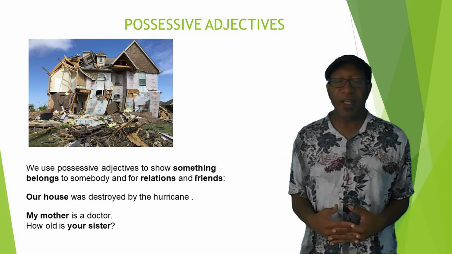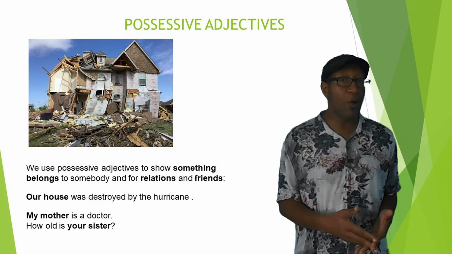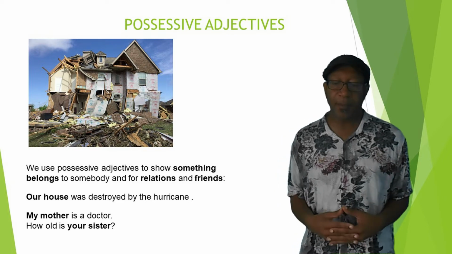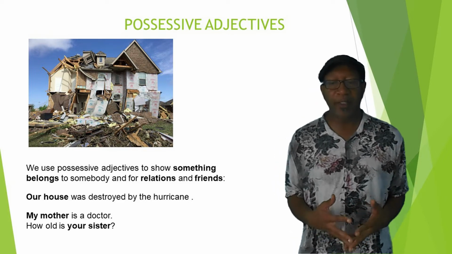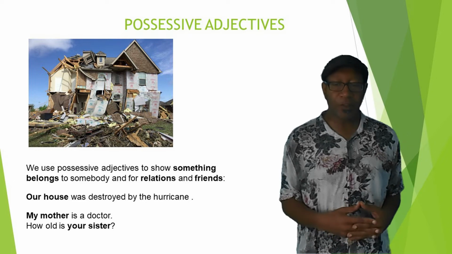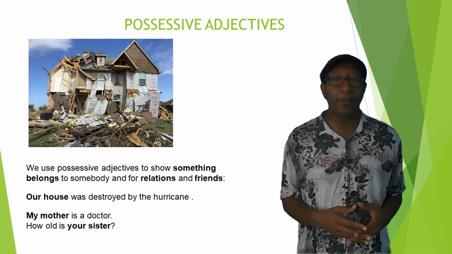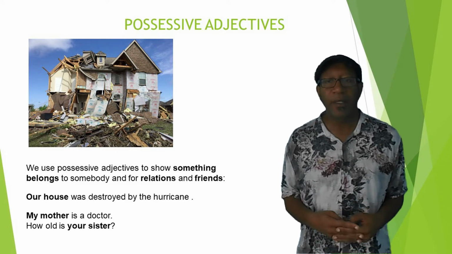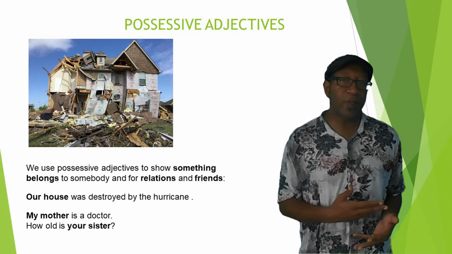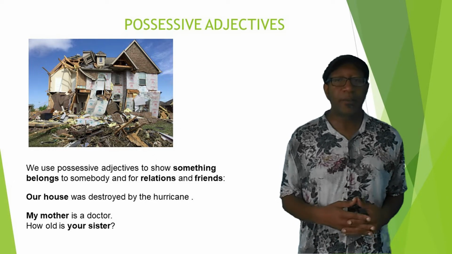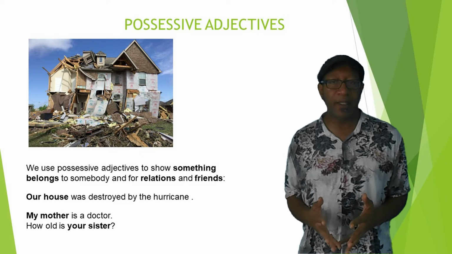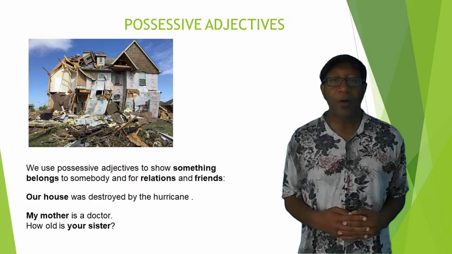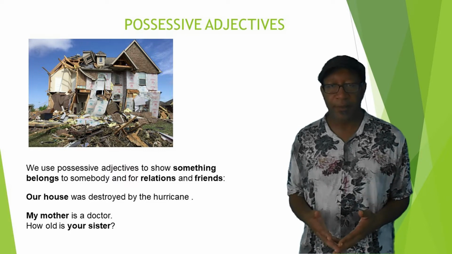We use possessive adjectives to show that something belongs to somebody, and for relations and friends. Here we have some examples. Our house was destroyed by the hurricane. My mother is a doctor. How old is your sister? In the image you have a house that was destroyed by a hurricane in the United States. As you can see in the examples, the possessive adjective relates to something that belongs to somebody, or to relations and friends.